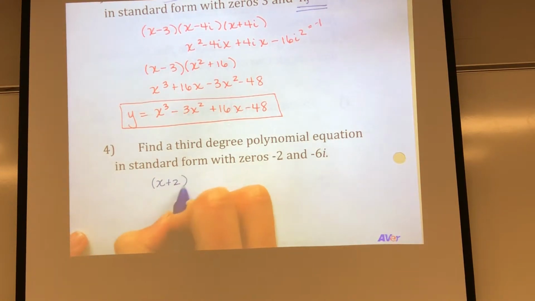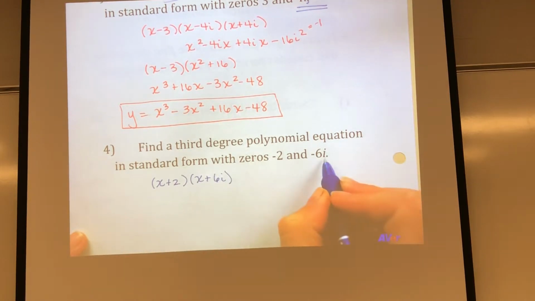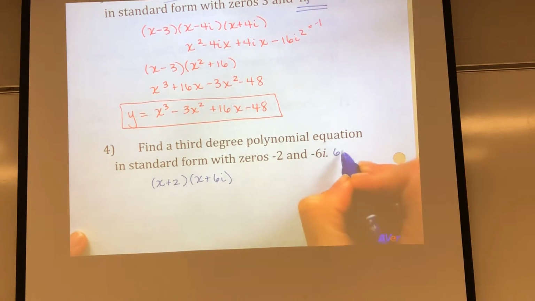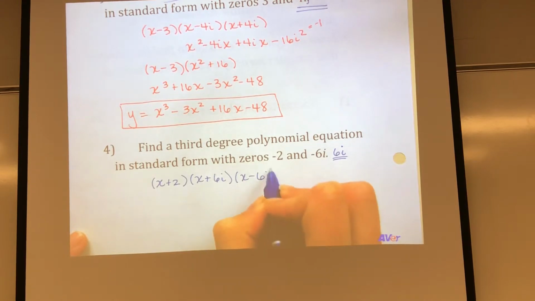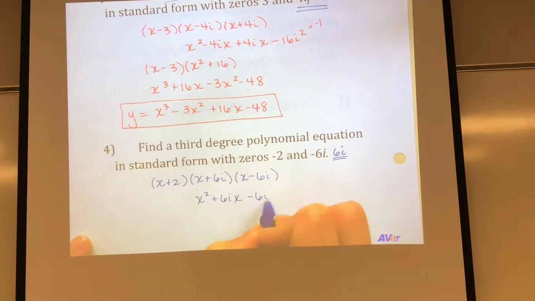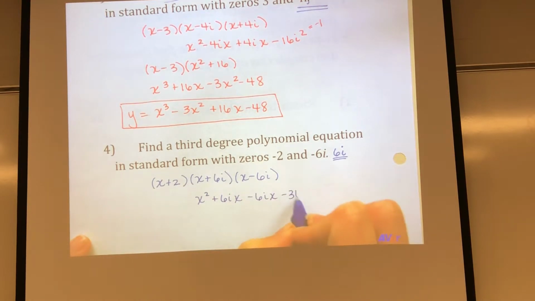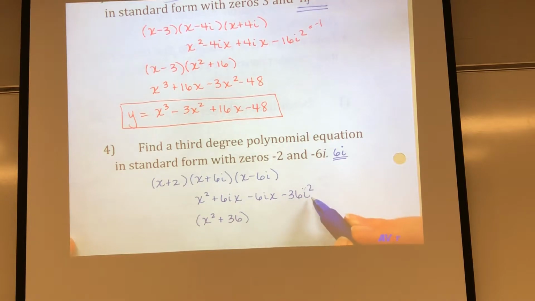x plus 2, times x plus 6i. Since I see a negative 6i there, I know that there also is a positive 6i that has to be a 0. x minus 6i. I'm going to multiply these two together first. x squared plus 6ix minus 6ix minus 36i squared simplifies to x squared plus 36 after I turn the i squared to a negative 1. And then I drop down the x plus 2.